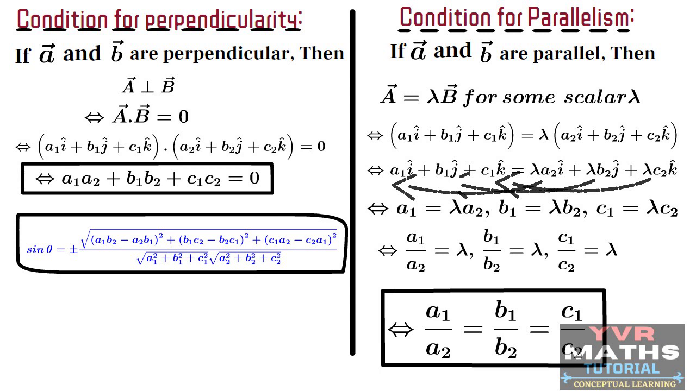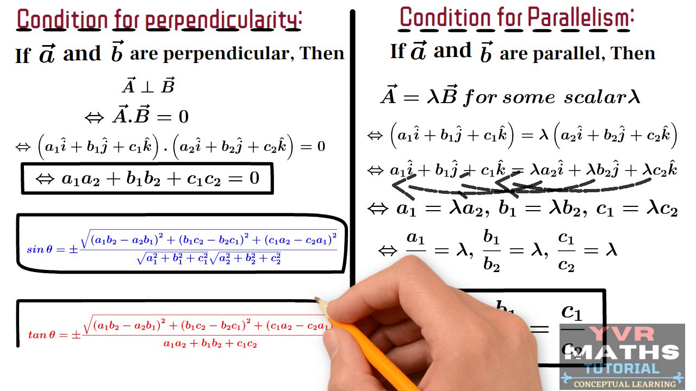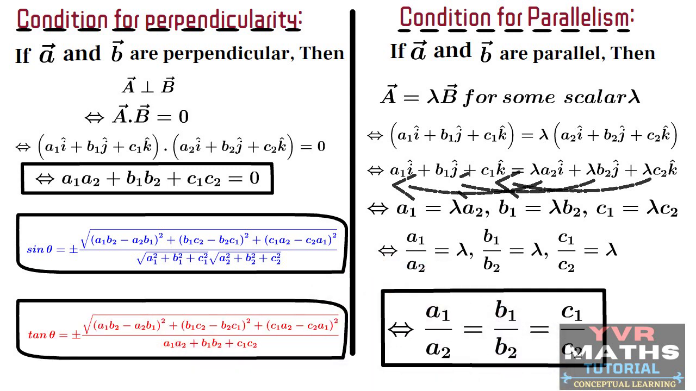Suppose you want to find the formula in terms of tan. From trigonometry, tan theta can be written as sine theta by cos theta. You know the sine formula, you know the cos formula. Then in terms of tan, this is the formula. So be careful students, you have to remember the sine formula and tan formula also to attend competitive exams. Till now, we derived two formulas for the angle between two vectors in terms of their direction cosines and also in terms of their direction ratios.